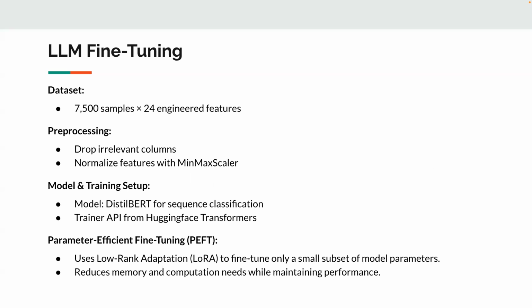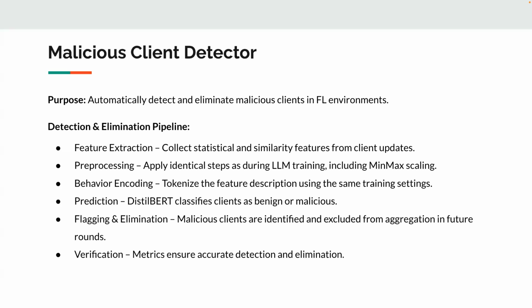Before training, we performed pre-processing steps such as dropping irrelevant columns and normalizing features with the min-max scaler. For training, we used the Hugging Face Trainer API with DistilBERT configured for sequence classification. To make the fine-tuning efficient, we adopted parameter-efficient fine-tuning through low-rank adaptation. This allows us to update only a small subset of model parameters, significantly reducing memory and computational costs while still maintaining strong performance. The fine-tuned model is then integrated into our malicious client detector.